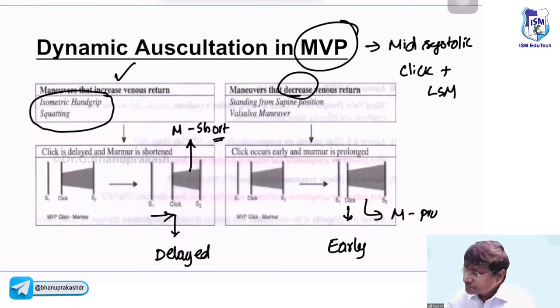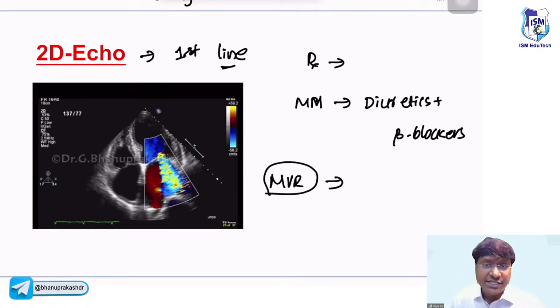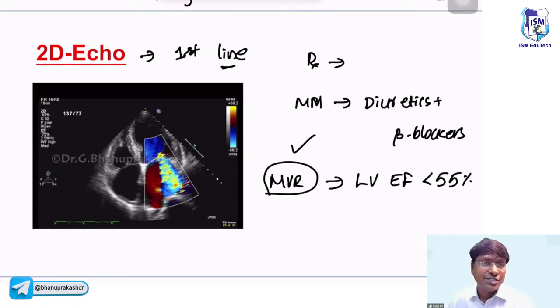Okay? So medical management in patients with mitral regurgitation will be diuretics. Along with diuretics, beta blockers should be given, right? But you may require mitral valve replacement. What is the indication for surgical treatment? The indication for surgical treatment is when the left ventricular ejection fraction is reduced to less than 55% in patients with mitral regurgitation. That is the point when you need to do the mitral valve replacement. Okay, so that is about your mitral regurgitation, right?